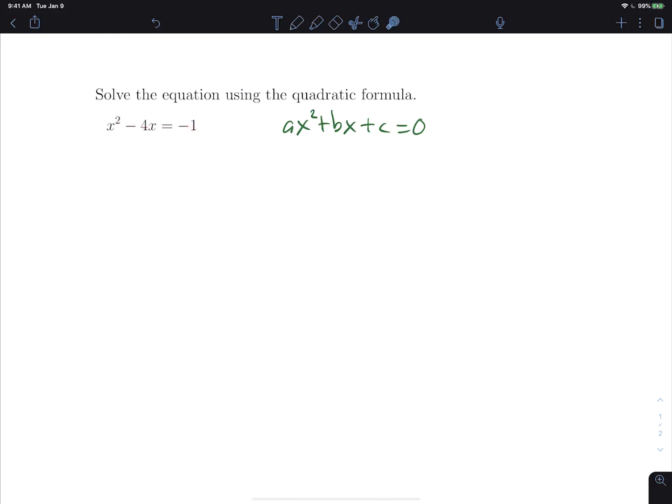That means that this equation needs to have this -1 moved to the left-hand side by adding 1 to both sides. That's going to give us x squared minus 4x plus 1 equals 0. Now we have it in the general form that we want.